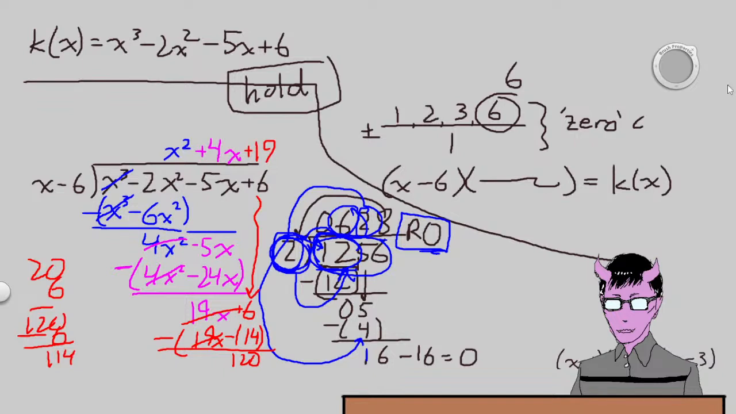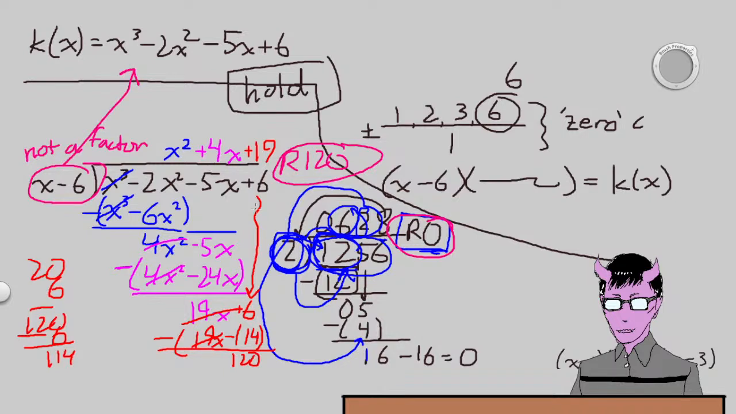So what's the interpretation? Unfortunately, this one is not a remainder of 0. It's a remainder 120. Not a remainder 0. That means what? Because we don't have a remainder of 0 like this one, that means this in particular is not a factor. So x minus 6 is not a factor of k of x. That's too bad.